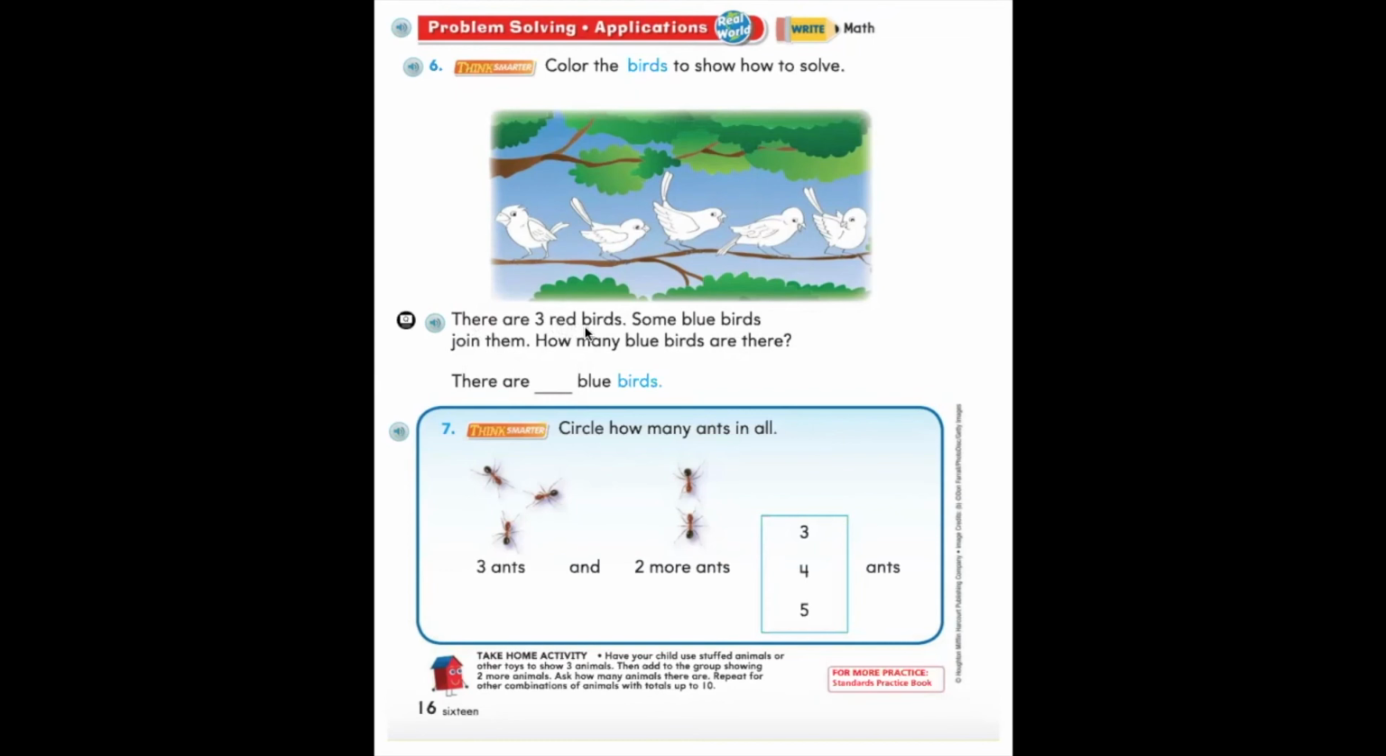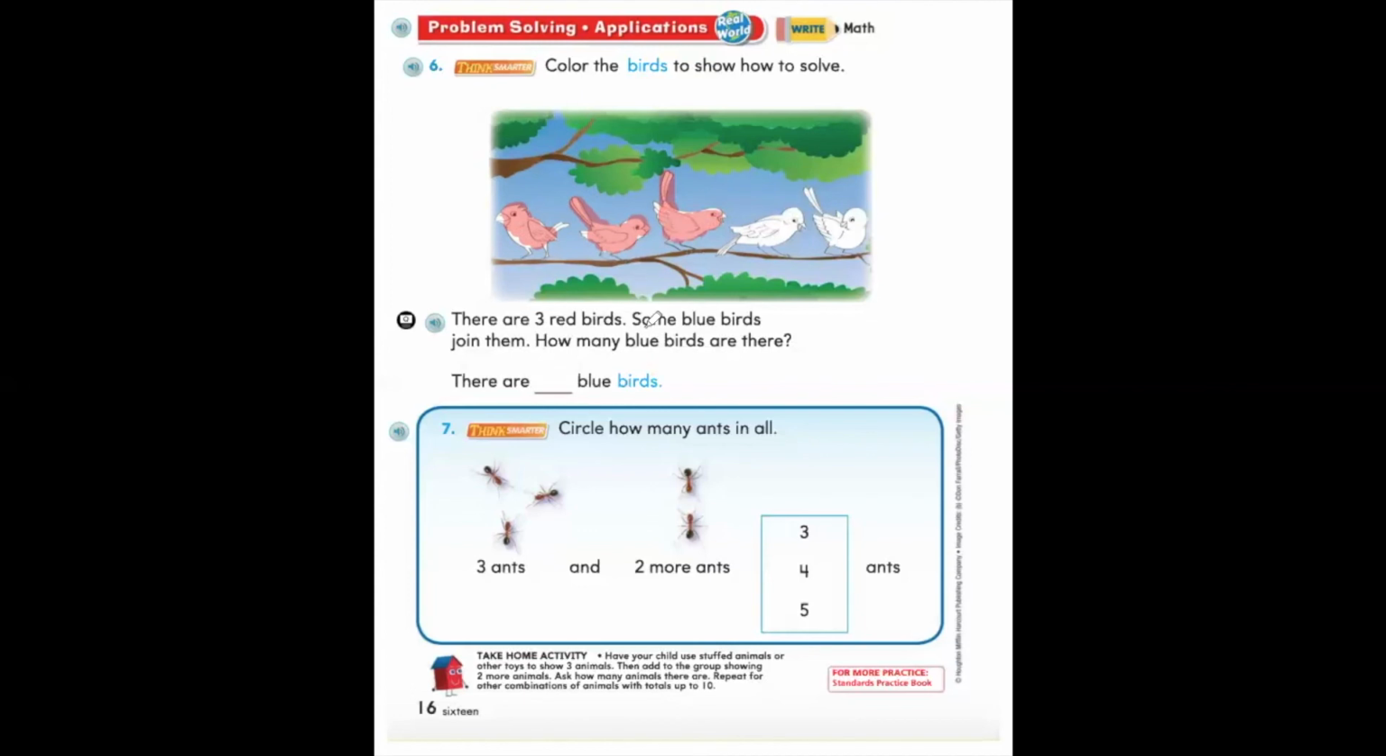Well, let's first look at our first item here that says there are 3 red birds. That tells us that we can use our crayons to go ahead and show that there are 3 red birds. So go ahead and grab whatever coloring tools you'd like to use, like crayons, and we're going to color in 3 red birds, just like the problem tells us. 1, 2, 3. There are 3 red birds.